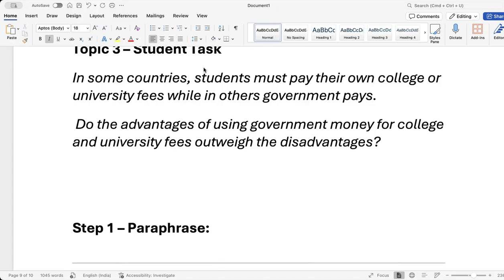Okay, we can come back to the advantages if you want to write more. But can someone tell me the disadvantages of government paying? More burden for the government. Yes, and how does it harm? What's the problem with that?